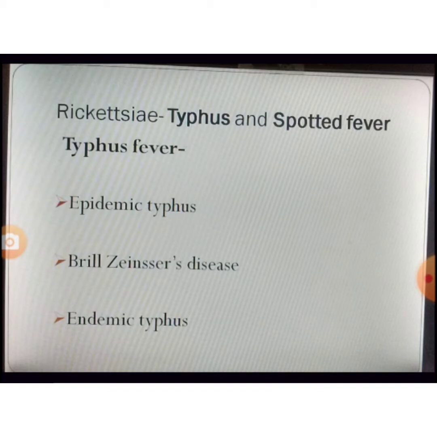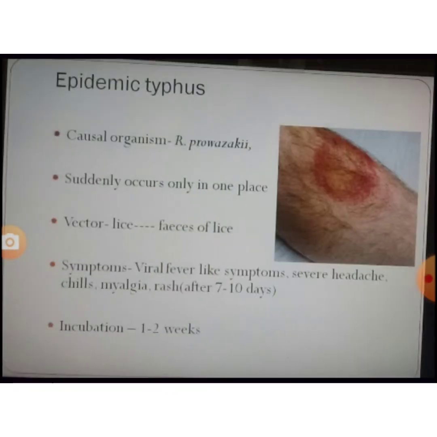Coming to the first one, that is Rickettsia, it causes, as I told, typhus and spotted fever. In typhus, there are various classifications. That is, typhus fever can be classified into epidemic typhus, Brill-Zinsser disease, and endemic typhus. Now, coming to the first one, that is epidemic typhus. The causal organism is Rickettsia prowazekii.